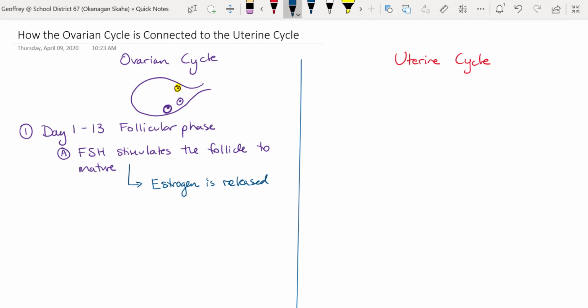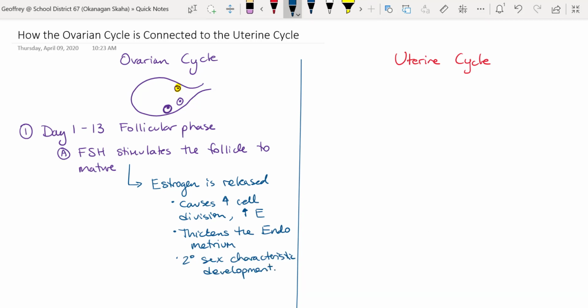And remember, there's a few things that estrogen does. So estrogen causes increased cell division in the granulosa cells, so this in turn increases estrogen. Estrogen also thickens the endometrium, and it also helps secondary sex characteristics develop. So that's breast and fat development. So that's our first thing. So that's day 1 to 13 in the follicular phase.